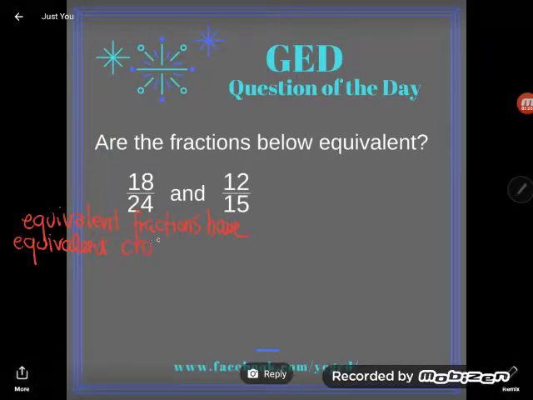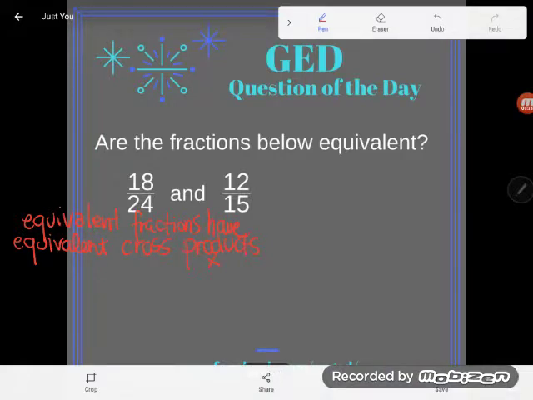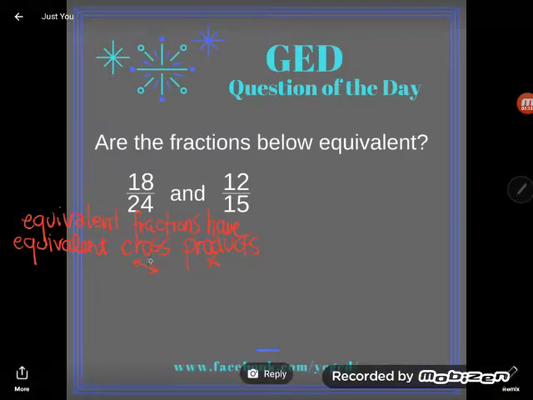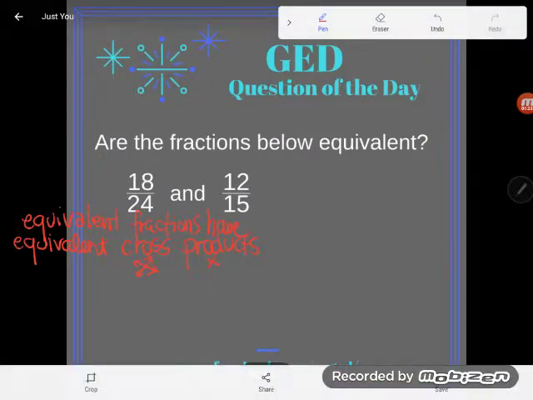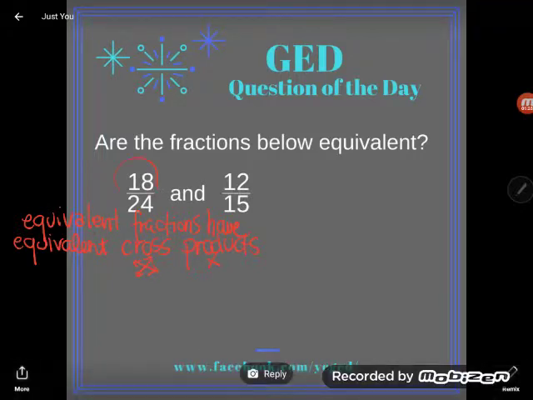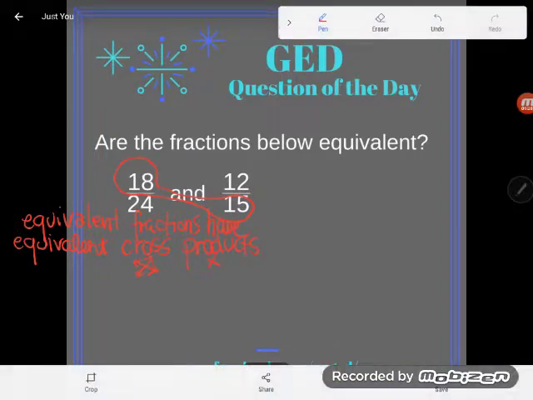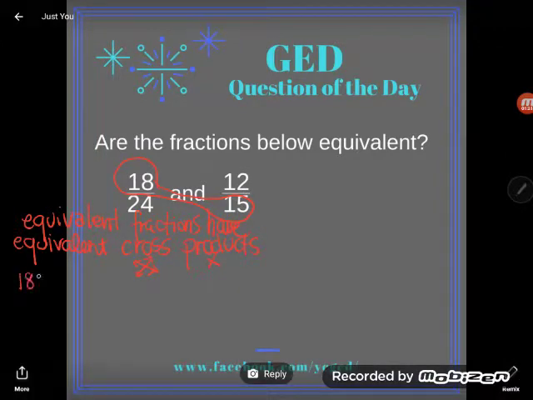So equivalent cross products. What does cross products mean? Well, product means the answer when you multiply. And cross, what do I mean by that? I mean, we're going to go in a cross pattern from numerator to denominator, from numerator to denominator. So equivalent fractions have equivalent cross products. They're in proportion. So I could multiply the numerator of one fraction by the denominator of the other. 18 times 15.